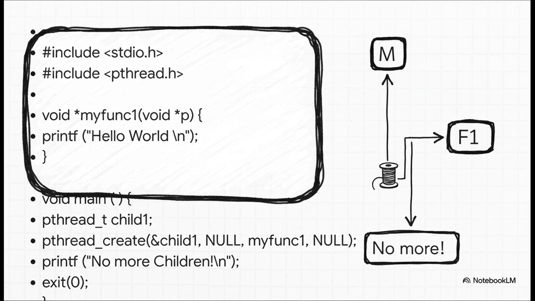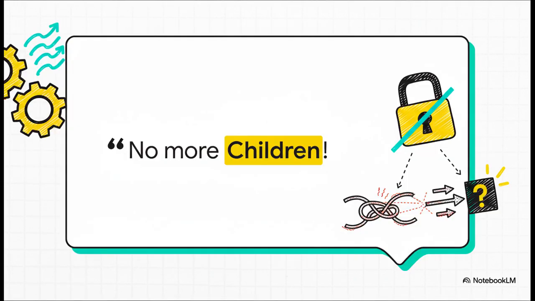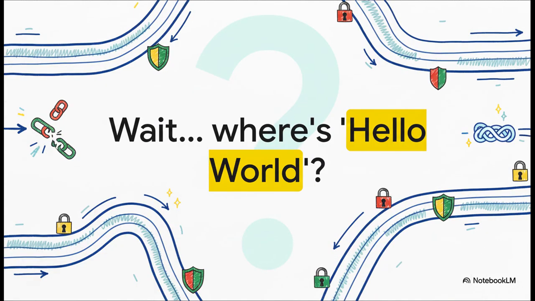So, what do you think's going to happen? And the output is no more children. That's it. The program ran, it finished, but our hello world message is just gone. What on earth happened? So this is our very first bug, and it's a classic, a real rite of passage in multi-threaded programming. We know we created the child thread, but we never actually saw it do its job.